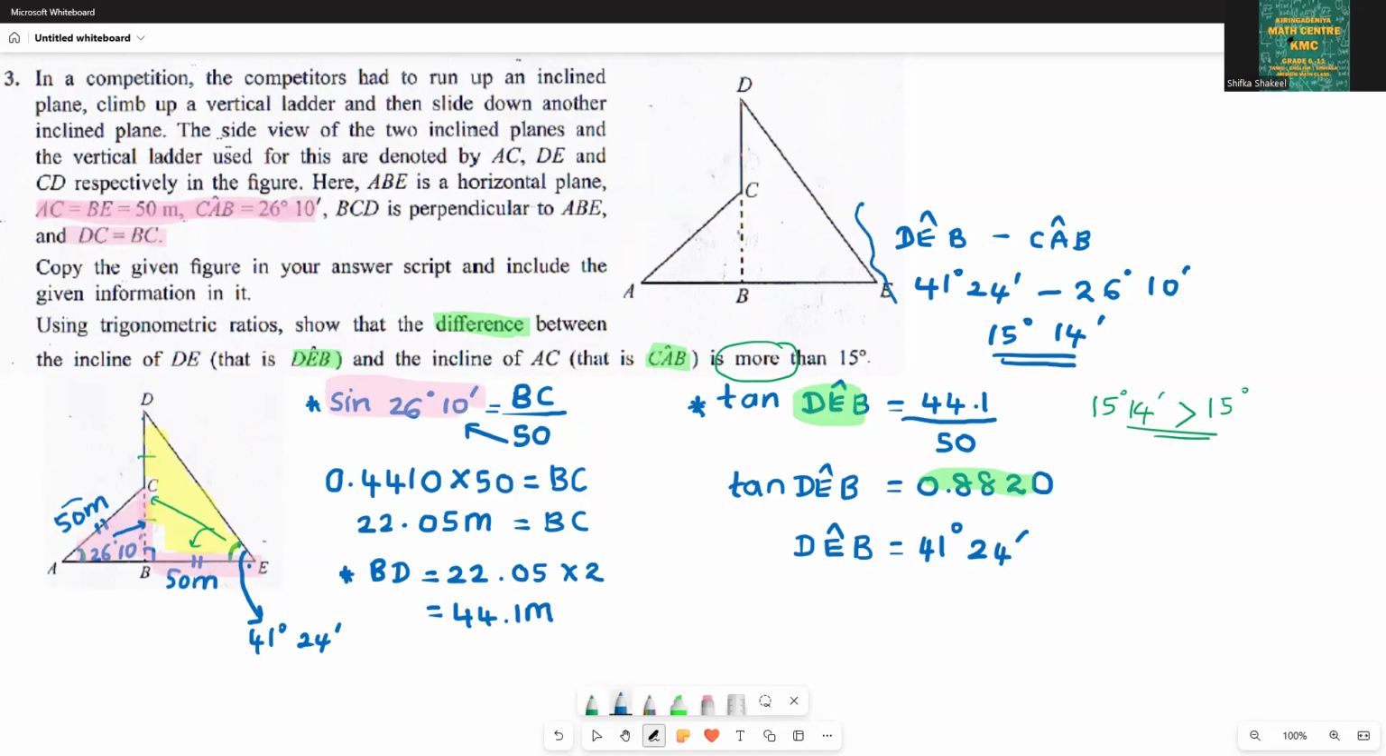So children, related to trigonometry, this is one of the easiest questions compared to other past papers. You need not find logarithms. You can easily multiply and divide. Easy multiplication, easy division. The cos table is also not needed. Sine and tan are the easiest trigonometric ratios. You can find the answer quickly without wasting any time. If you have written like this, you will get 10 out of 10. You can write: 15 degrees 14 minutes is more than 15 degrees. Okay, thank you.